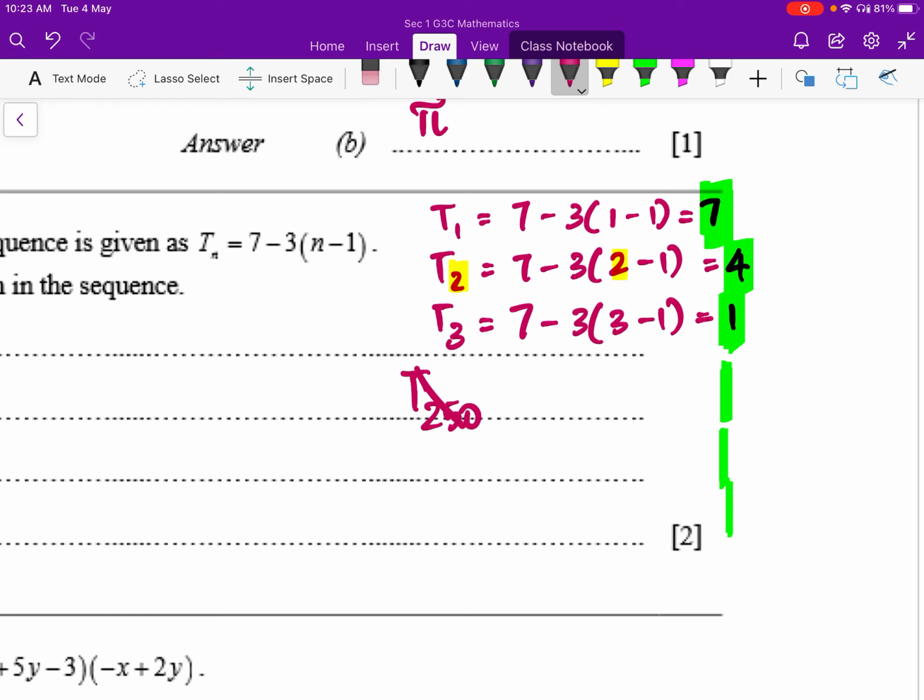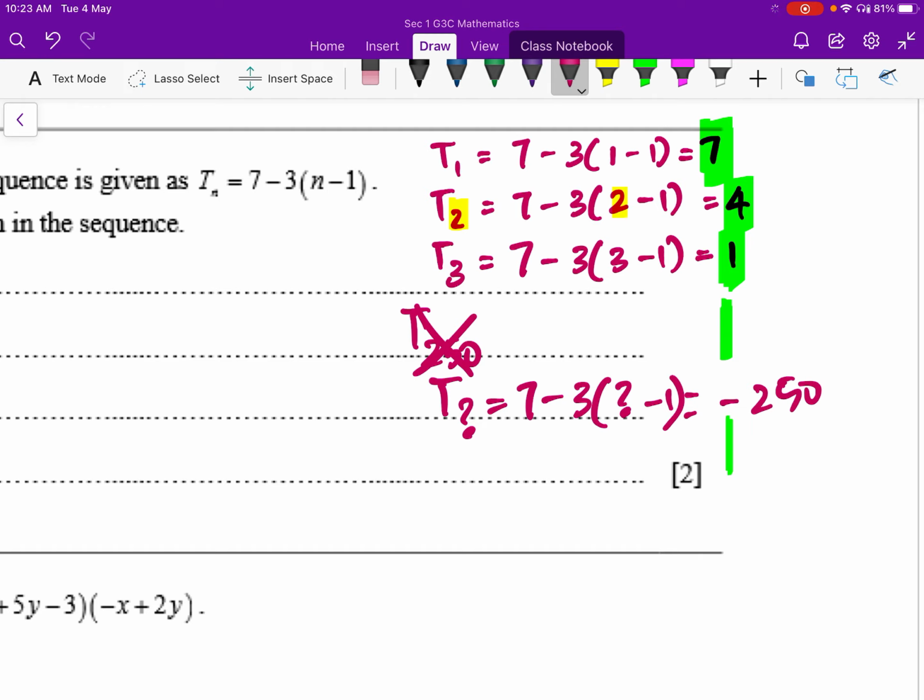They are asking you whether we can have a negative 250 over here. Is it possible? So your job is to answer the question. Is it possible to have a negative 250 where we have a term question mark equals to 7 minus 3 times of question mark minus 1, and it gives us negative 250? Is this possible? Negative 250.